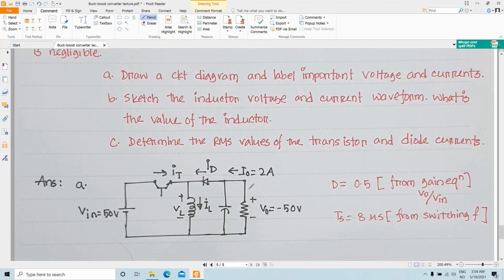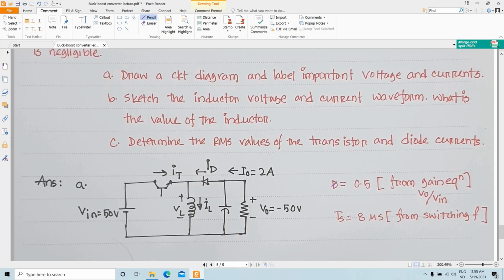So the first part is drawing the circuit and labeling it. If it comes in the exam like this, then you have to label all the important voltage and current values, like what is your IT, what is your ID. And then the second part says to sketch the inductor voltage and the current waveform, and what is the value of the inductor.